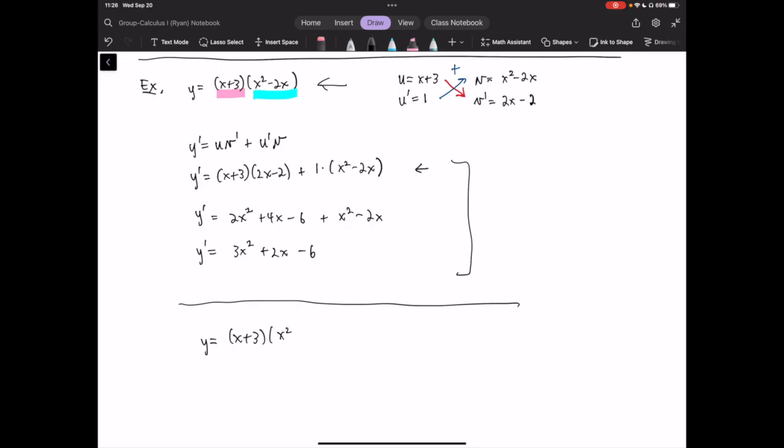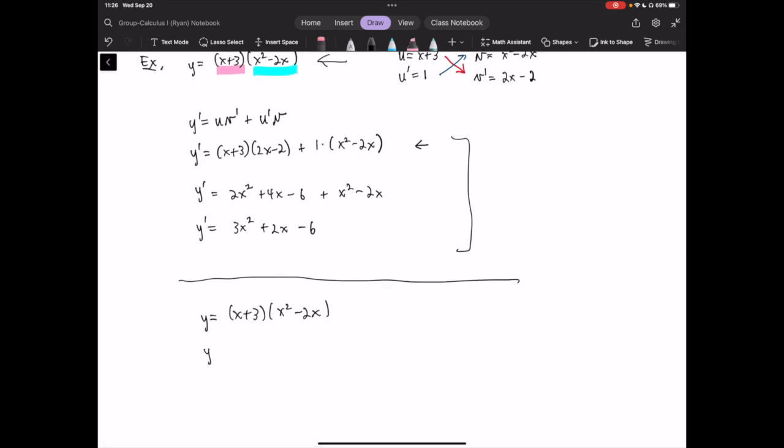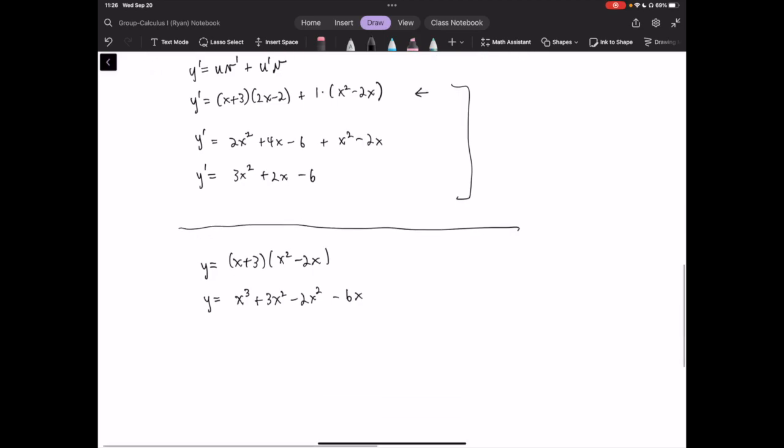This is y equals x plus 3 times x squared minus 2x. And then do my distributive property here. So this is still y. I haven't taken any derivatives yet. This one's going to be x cubed plus 3x squared minus 2x squared minus 6x. So I can combine these middle terms on this one. So this then becomes y equals x cubed plus x squared minus 6x.